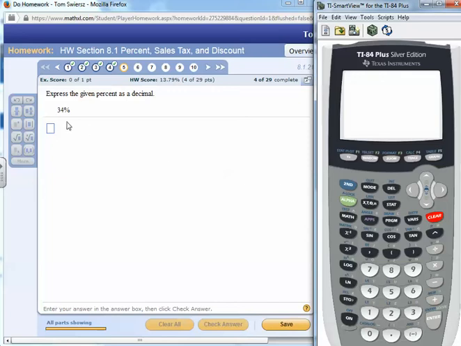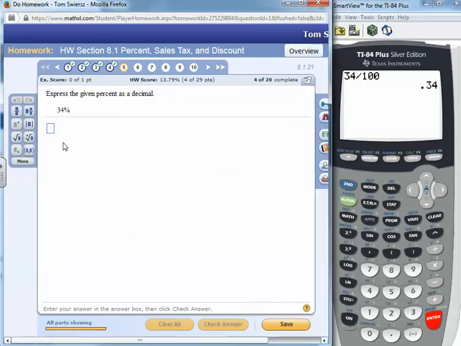Now, given the percent, you express the given percent as a decimal. This time you go ahead and move it to the left 2 places, or divide by 100. So 34 divided by 100, because percent means per 100. So moving it to the left 1, 2, it would be 0.34.